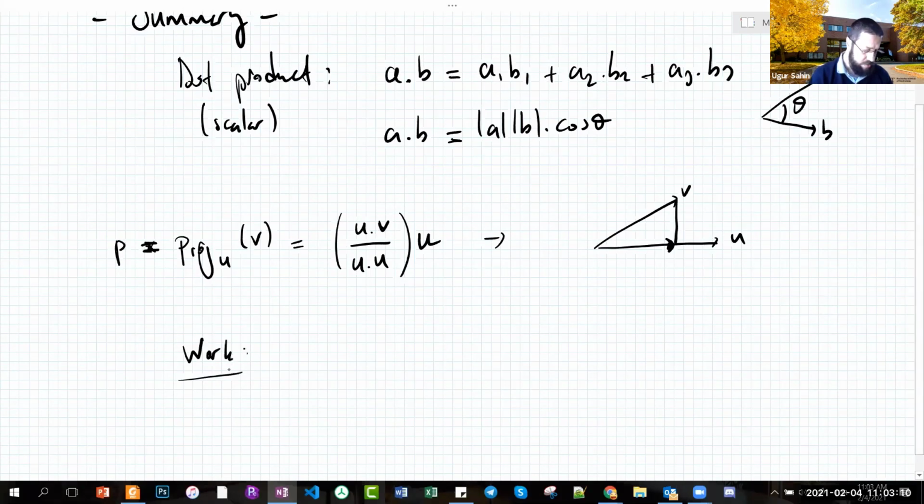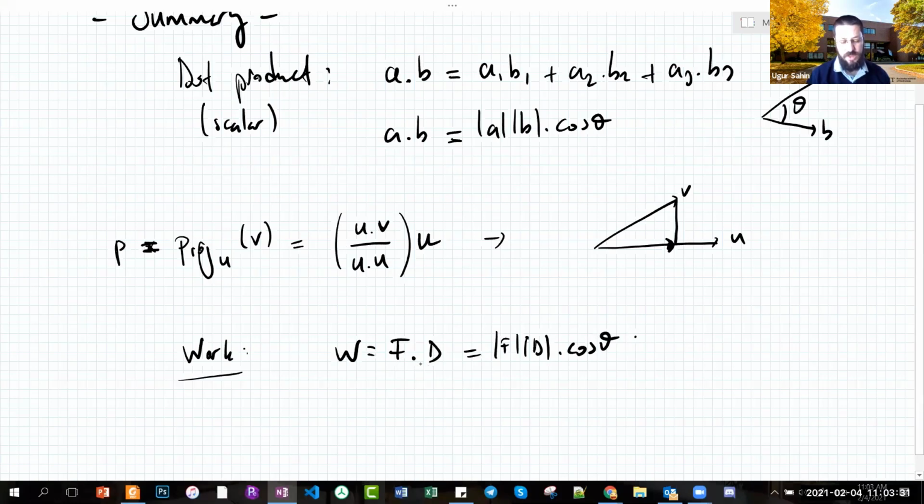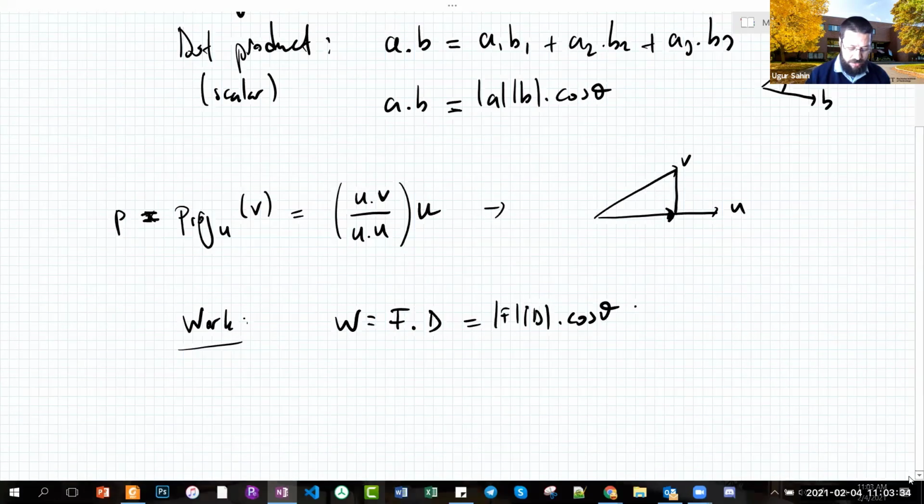we can use the dot product to calculate the work, right? Work can be calculated using dot product. So if we apply this force for this distance, the work you do can be calculated by dot product. This is just a small summary of what we did in the previous class. Did I miss anything?